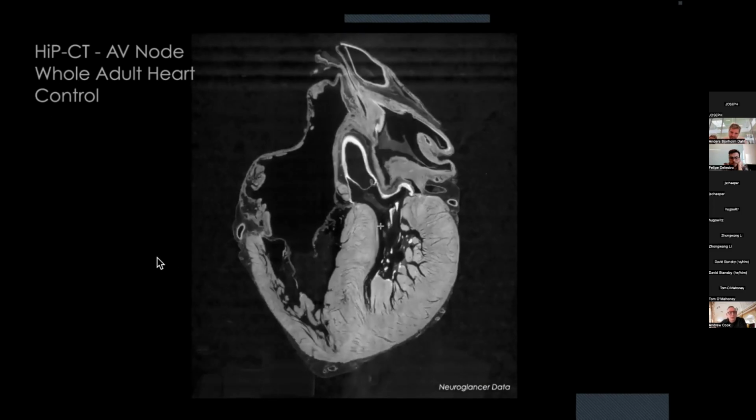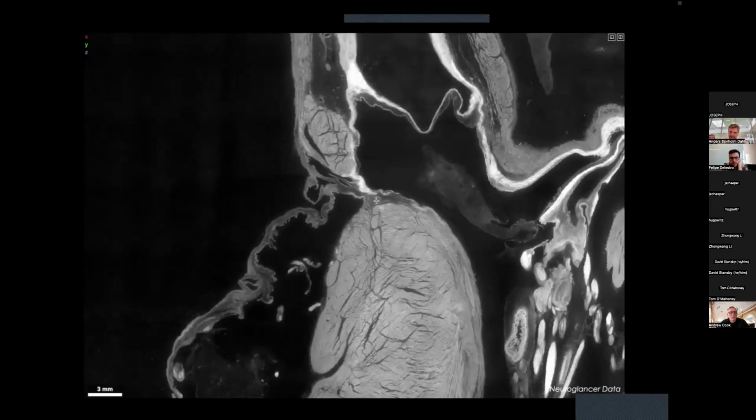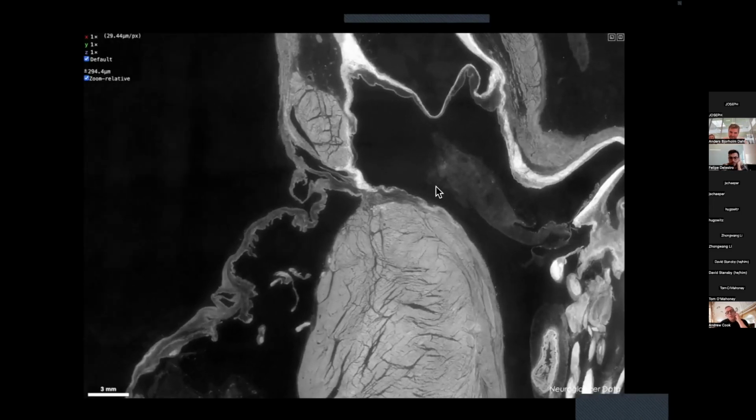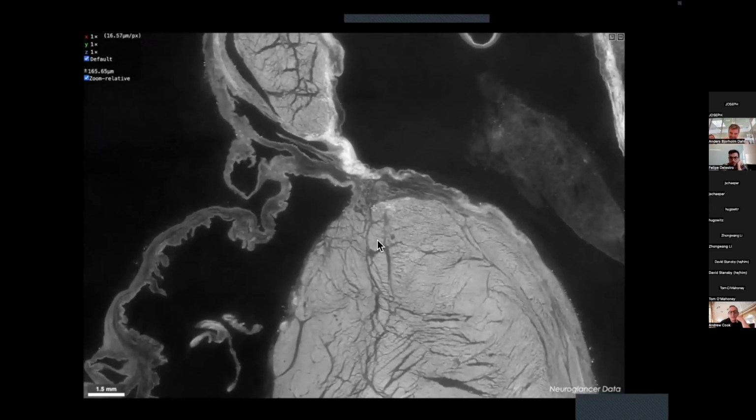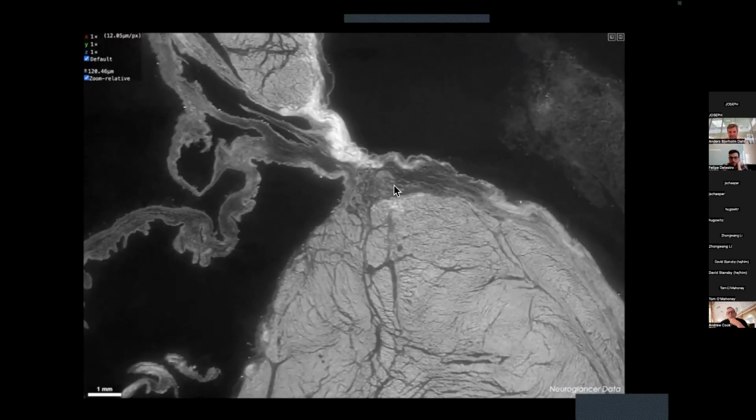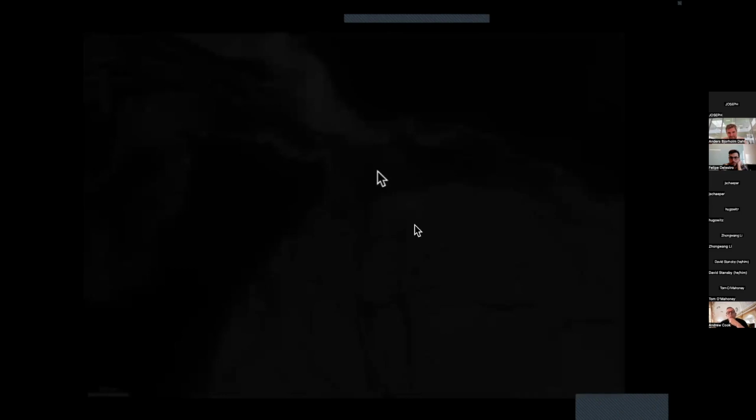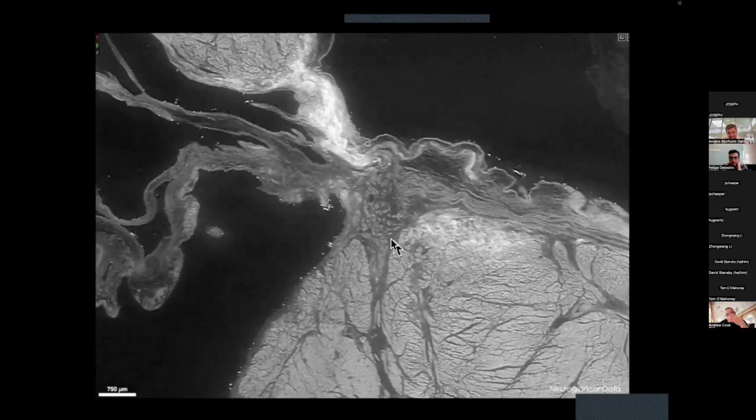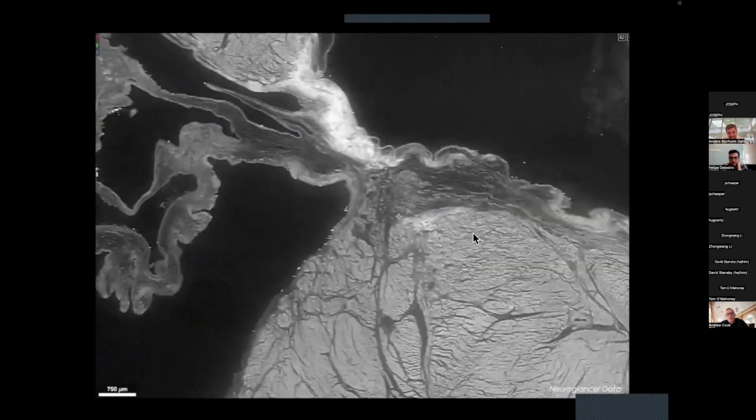Let's go back one slide, actually, if I can. No, it's not going backwards, but anyway, this is the region of the conduction system in the HiP-CT data. So it's a small area. It's a very small area of the heart. You know, this is only a few millimeters across, but clearly it's crucial for correct conduction.